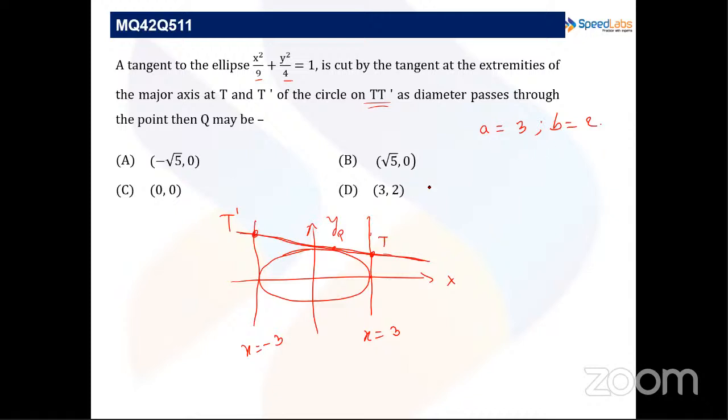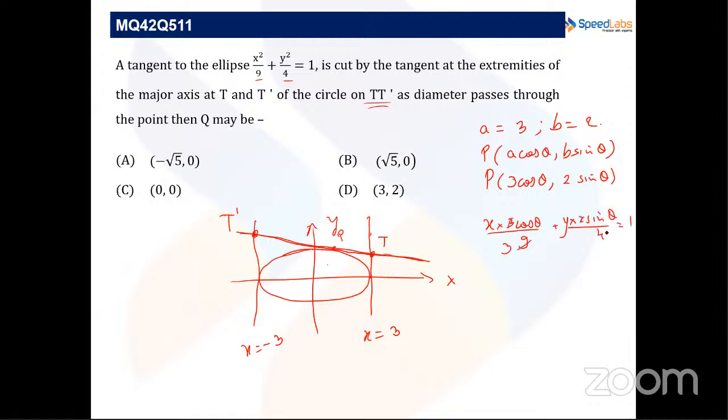So the equation at this point, a cos theta and b sin theta, point P is (a cos theta, b sin theta). That is (3 cos theta, 2 sin theta). So the equation of tangent will be x into 3 cos theta by 9 plus y into 2 sin theta by 4 equals 1. So we will be having x cos theta by 3 plus y sin theta by 2 equals 1.